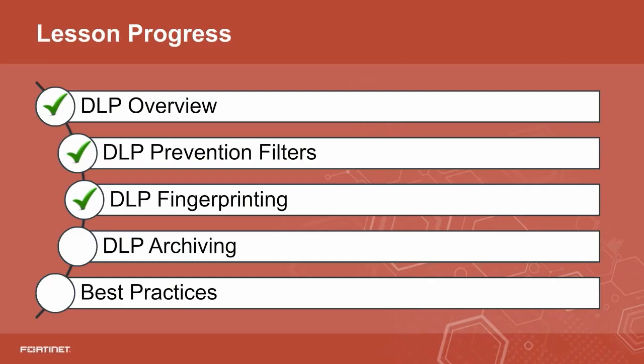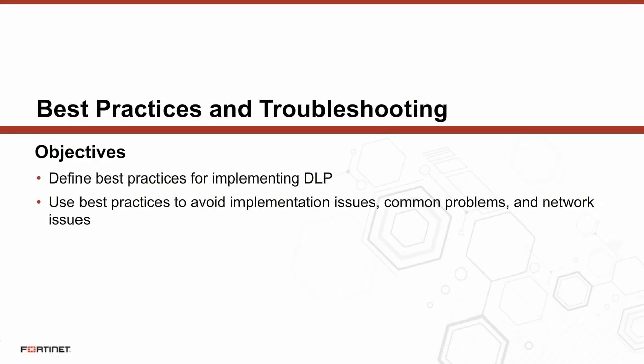Good job! You now understand DLP archiving. Next, you'll learn about DLP best practices. After this section, you should be able to define best practices for implementing DLP, and use best practices to avoid implementation issues, common problems, and network impacts. By demonstrating competence in DLP-specific best practices in troubleshooting, you will be able to identify, prevent, and resolve most of the common DLP-related issues.